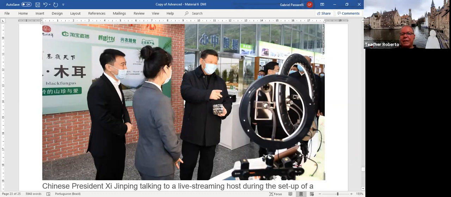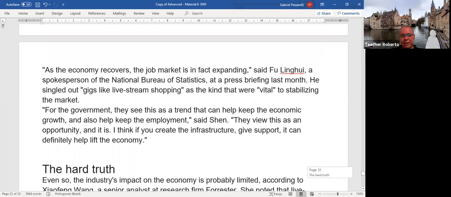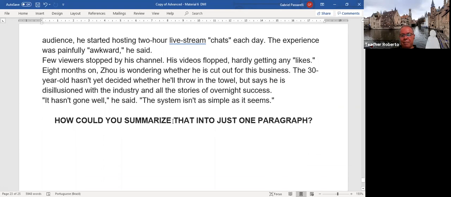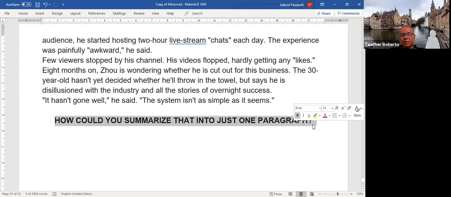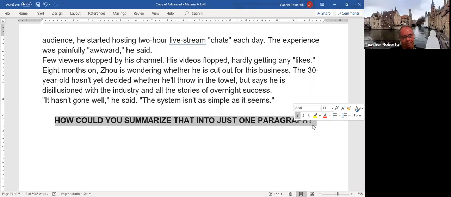Okay, so the idea of bringing this article here was for you to read and see a new kind of business that's booming. It's really booming, okay? It just came up recently, and it's also possible that it will get to Brazil soon. And then my question here is, how could you summarize this entire story into just one paragraph? I want you to read, understand, and send me an email with your opinion. Easy as a walk in the park, okay?